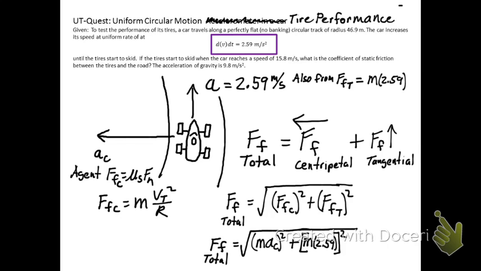Now, once I have force of friction, then I can take force of friction and divide it by force normal. In this case, force normal is just equivalent to the weight. And then that calculates mu static, and that answers this problem.